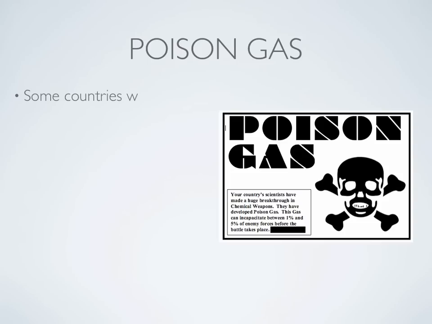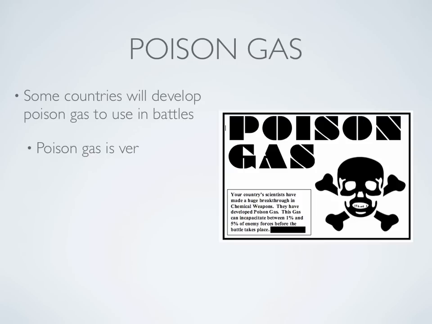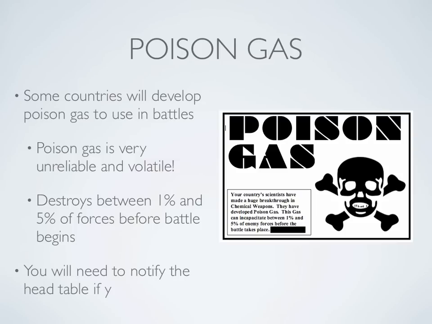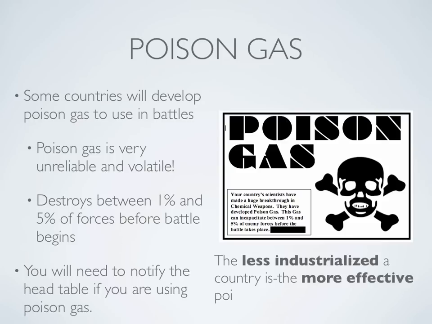Some countries will develop the chemical weapon of poison gas. Poison gas is very unreliable and volatile, but it can destroy between 1 and 5% of forces before the battle even starts. If you're going to use poison gas, you'll have to notify the head table ahead of time.